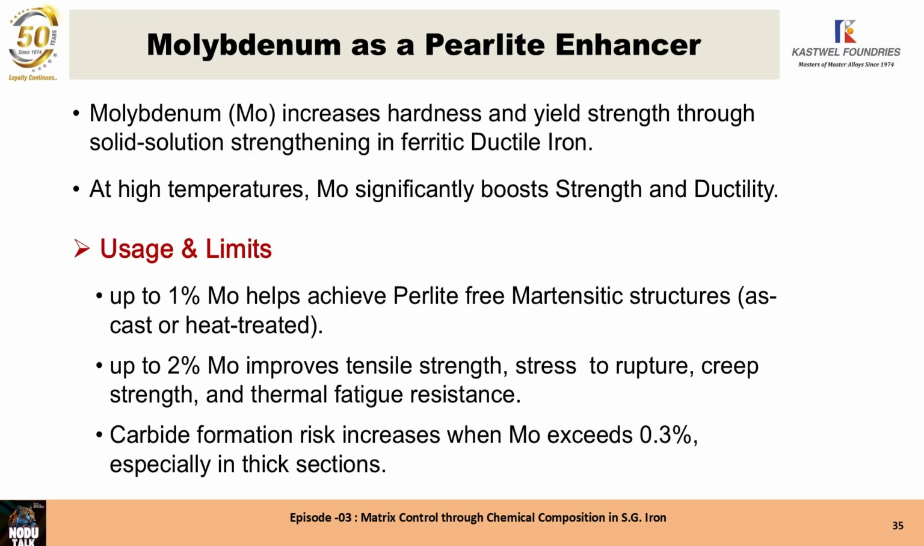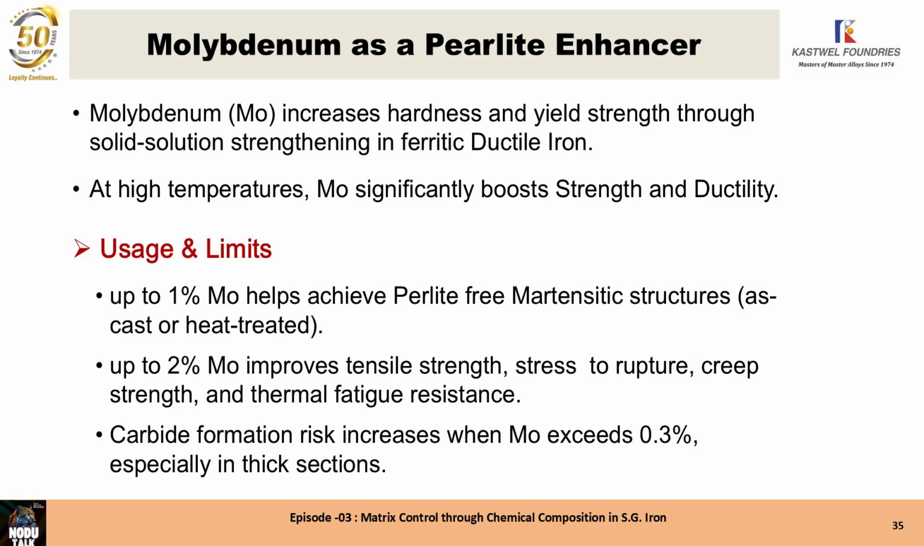Molybdenum as a pearlite enhancer. Molybdenum increases hardness and yield strength through solid solution strengthening in ferritic ductile iron. At high temperatures, molybdenum significantly boosts strength and ductility. Usage limits: up to 1% molybdenum helps achieve a pearlite-free martensitic structure in either as-cast or heat-treated condition. Up to 2% molybdenum improves tensile strength, stress to rupture, creep strength, and thermal fatigue resistance.